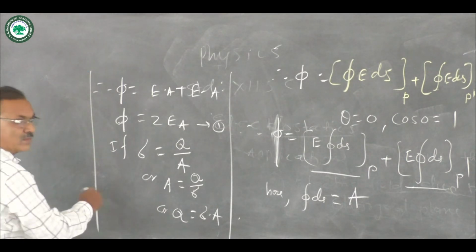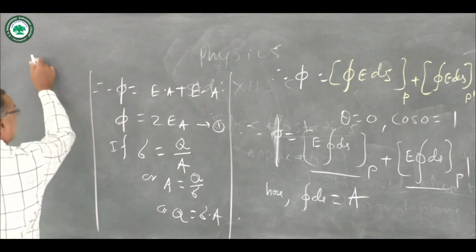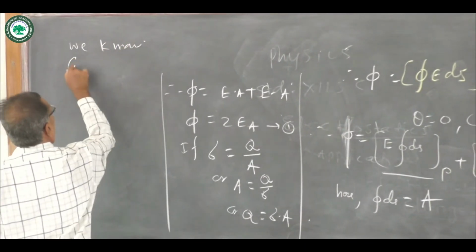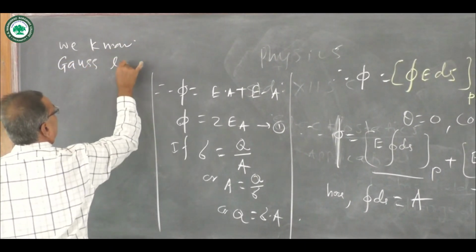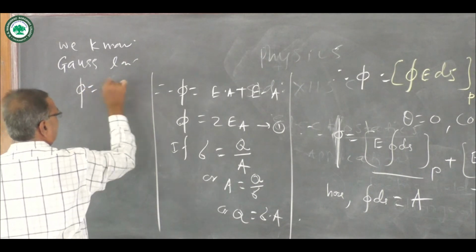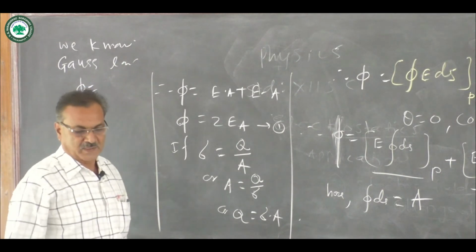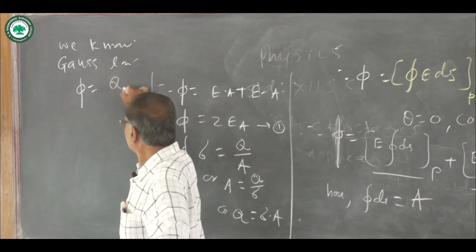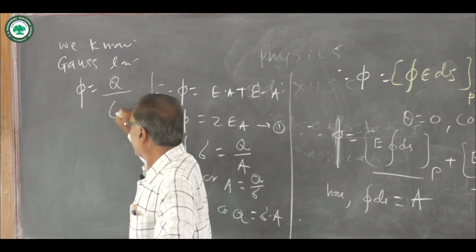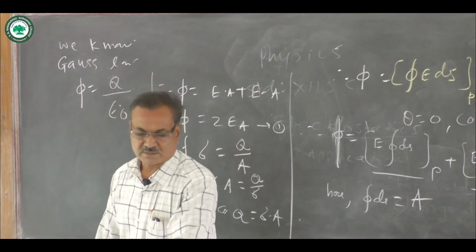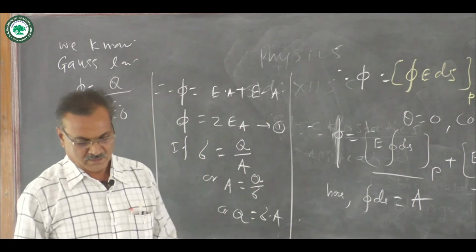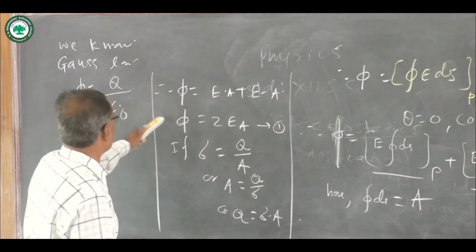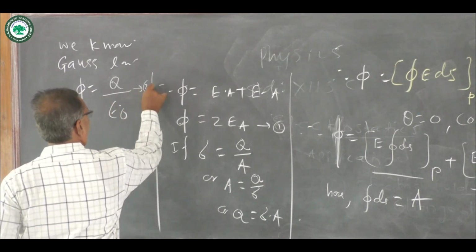Now we know Gauss law, electric flux phi is equal to charge Q by epsilon naught. So therefore compare equation 1 and equation 2.